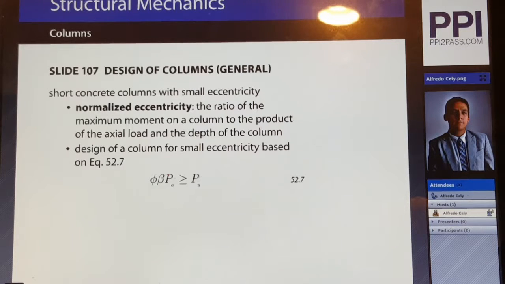For tied columns, phi equals 0.65 and beta equals 0.80. For spiral columns, phi equals 0.75 and beta equals 0.85. Small eccentricities occur when normalized eccentricities are less than 0.05 for spiral columns and 0.1 for tied columns.